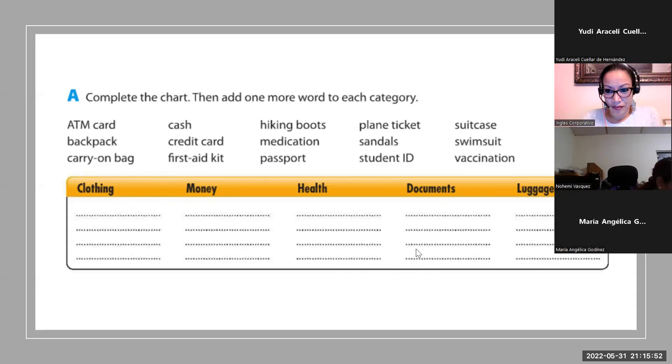Okay. Teacher, I have a question. Maybe you already said, but I don't hear. What is the meaning of luggage? Equipaje. Ah, okay, okay.